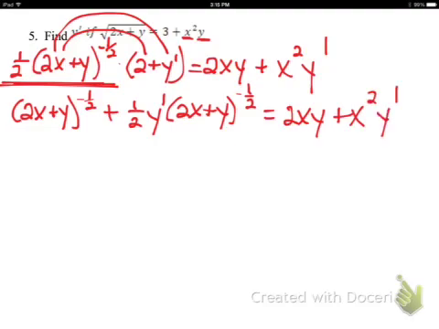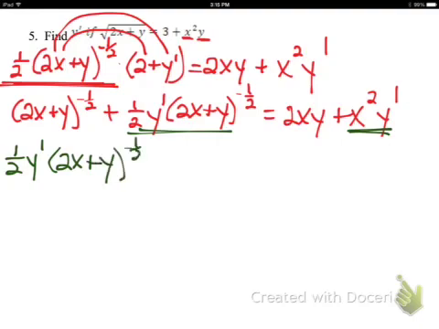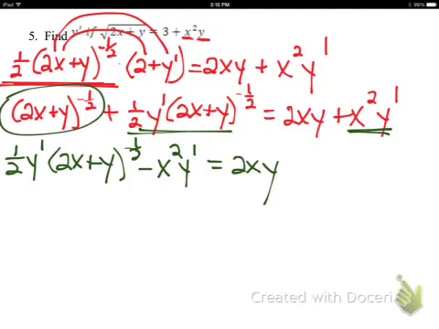Okay, now collect the terms that have y prime in them. So let's see, this and this. I'm going to collect to the left side. So I have 1/2 y prime times 2x plus y to the negative 1/2 minus x squared y prime equals 2xy, and then I'm going to subtract this over to the left, minus 2x plus y to the negative 1/2.